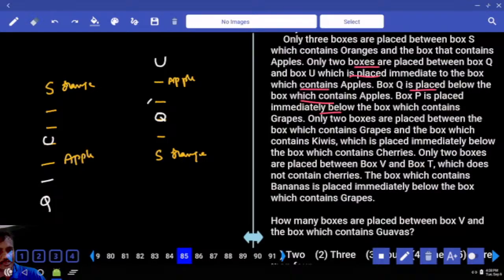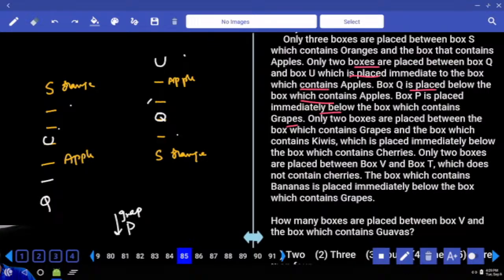P is placed immediately below grapes. Immediately below grapes, what is that one? P. Now P is immediately below grapes. Grapes ఇక్కడ ఉంటే P and grapes. Then there are minimum 2 possibilities here. Grape and P. Now grape is here, P is here, and that's it, only 1 possible. Now grape is at this place, and P is immediately below this grape. Or another possibility is also there.